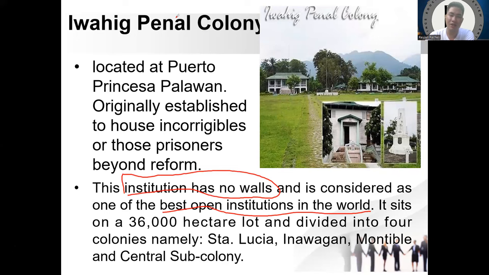So it sits on a 36,000 hectare lot and is divided into four colonies. Merong Santa Lucia, Inagawan, Montibo, and of course, yung Central Sub Colony natin. So yan yung tinatawag natin na Iwahig Penal Colony and Farm. Matatagpuan natin yan sa Puerto Princesa, Palawan. Tandaan niyo dyan ang brief description ni Iwahig Penal Colony and Farm: it is the institution that has no walls, and it is considered hanggang ngayon the best open institution in the world. It is divided into four colonies: Santa Lucia, Inagawan, Montibo, and Sub Colony.